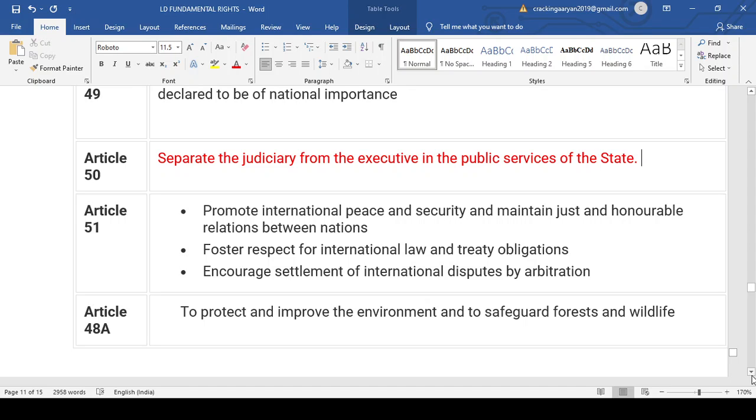Now one article is Article 48A, that is, the state shall endeavor to protect and improve the environment and to safeguard the forests and wildlife of the country. There are various laws you can see. The best is the Environment Protection Act 1986. Environment Protection Act 1986 is the most pertinent thing related to Article 48A, that the state shall endeavor to protect and improve the environment and to safeguard the forests and wildlife of the country.